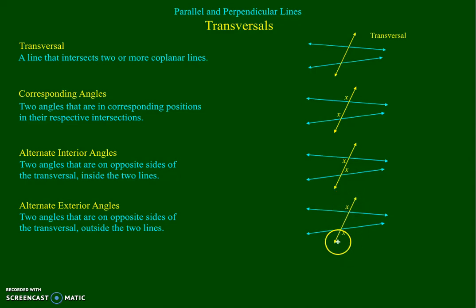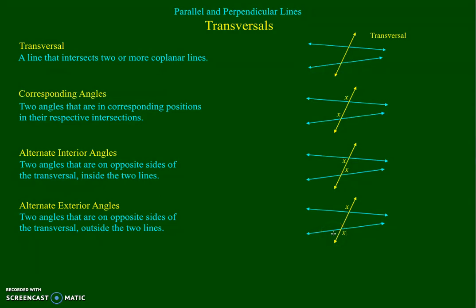So these are exterior angles, and they're on alternate sides of the transversal, so we would call these alternate exterior angles. Just like alternate interior, the description is very similar. Two angles that are on opposite sides of the transversal, but in this case, they're outside the two lines. Alternate interior, inside, alternate exterior, outside. So alternate interior, alternate exterior. And clearly this angle would be alternate exterior to this angle.